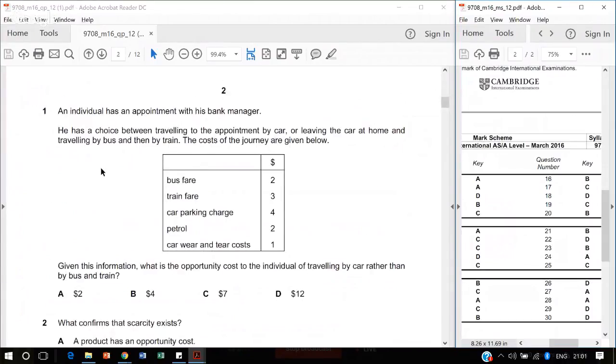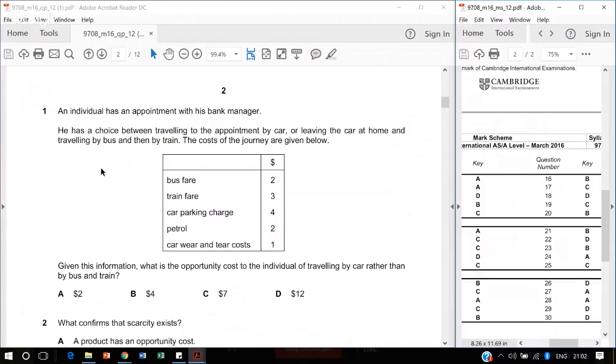So an individual has an appointment with his bank manager. He has a choice between traveling to the appointment by car or leaving the car at home and traveling by bus and then by train. The cost of the journeys are given below. Okay, given this information, what is the opportunity cost to the individual of traveling by car rather than by bus and train? So what is opportunity cost?